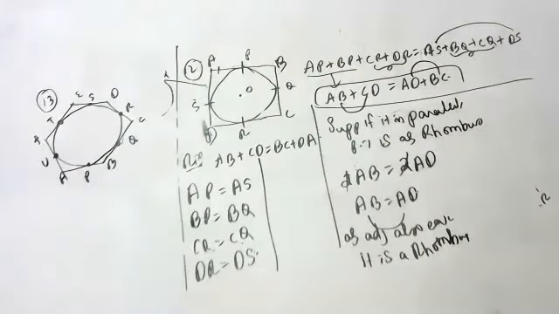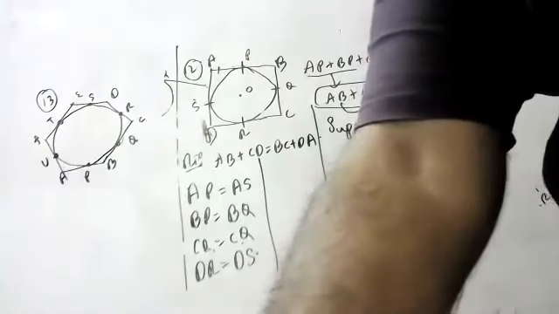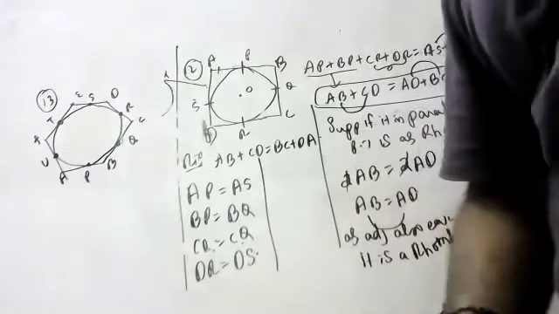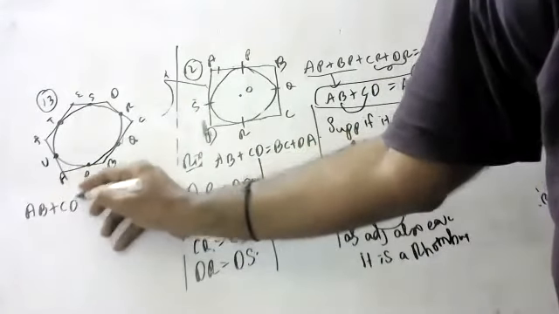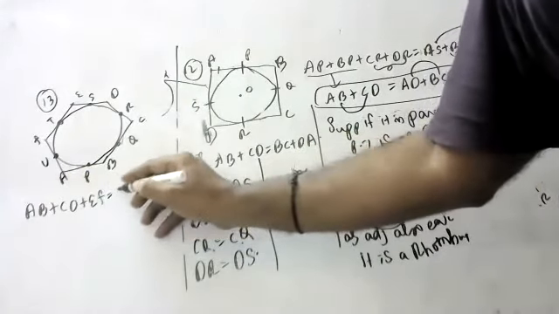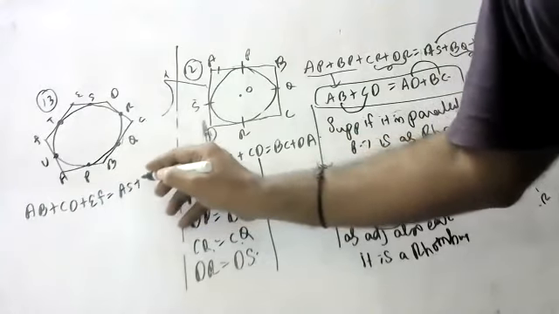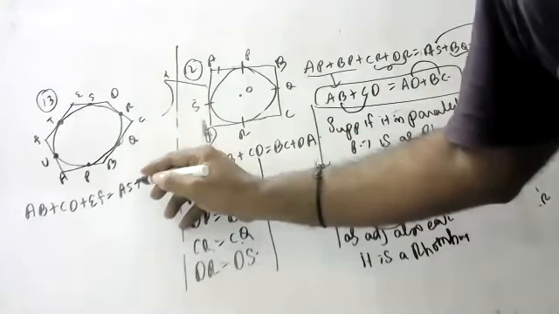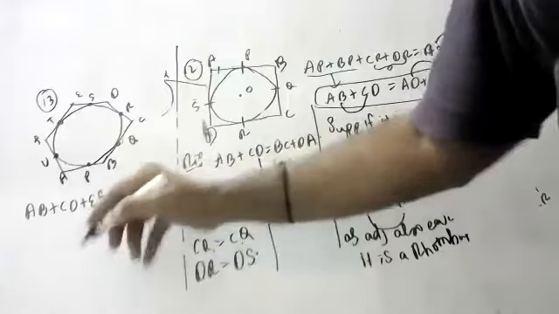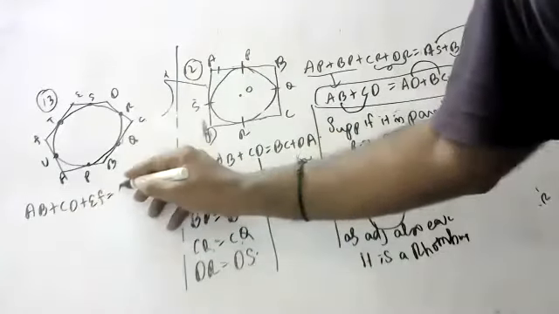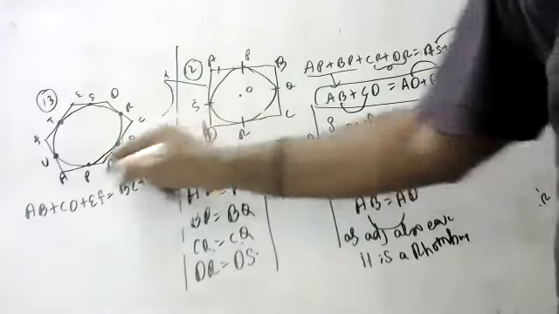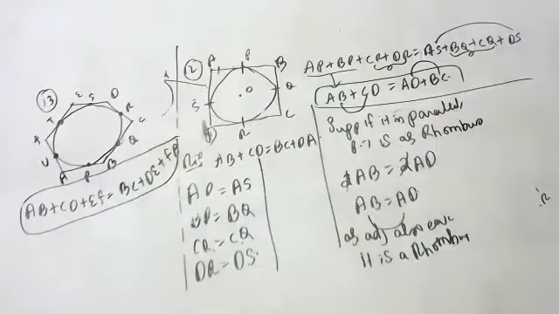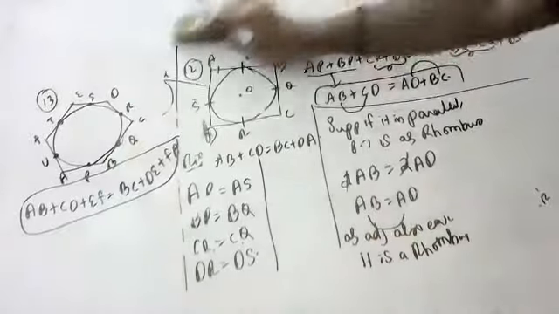What is the question? We have to use the length of the tangents. What are they asking? They are asking to prove that AB plus CD plus EF is equal to BC plus DE plus FA.